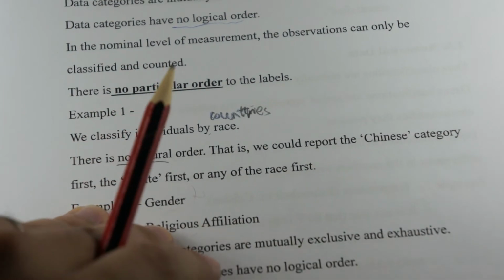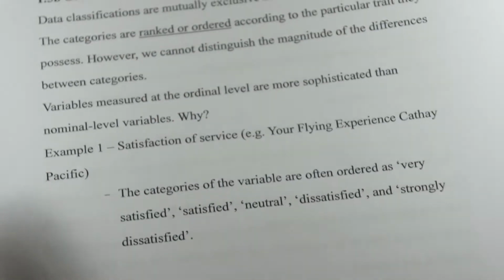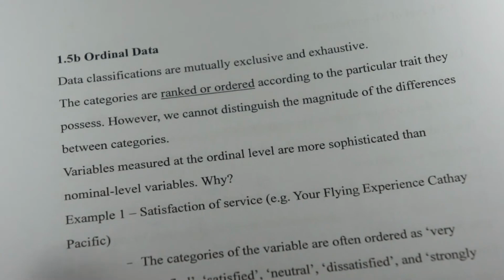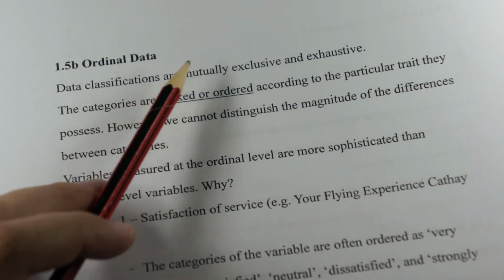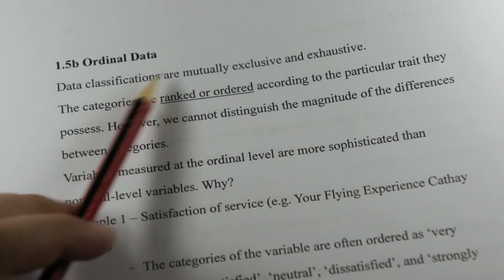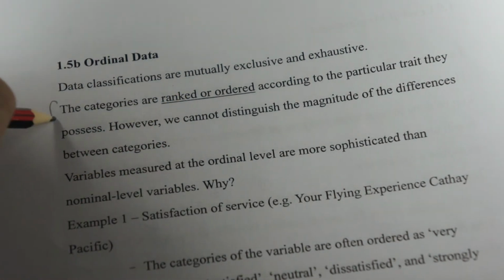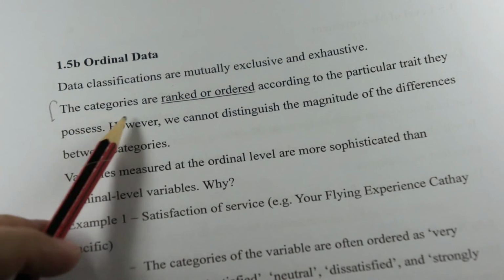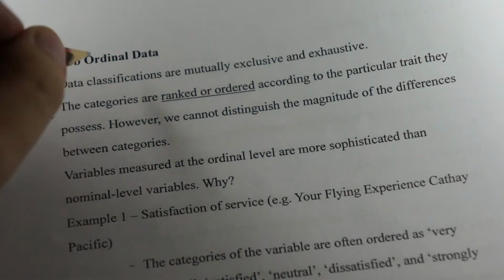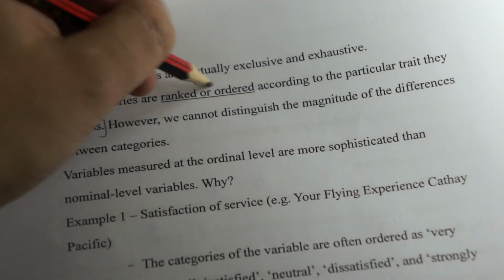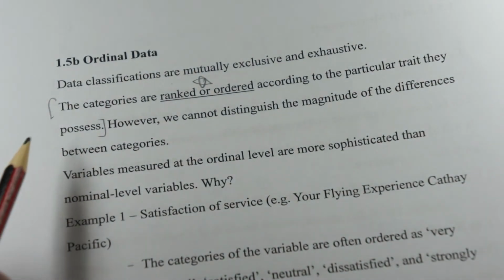Okay, so take a look at the second part. We have page number 6. So page number 6 is in fact the ordinal level. The data's classifications are mutually exclusive and exhaustive, but the most important is, as you highlight in the second sentence, the categories are ranked or ordered according to the particular traits they possess. It means there is an order, the orders or ranked.